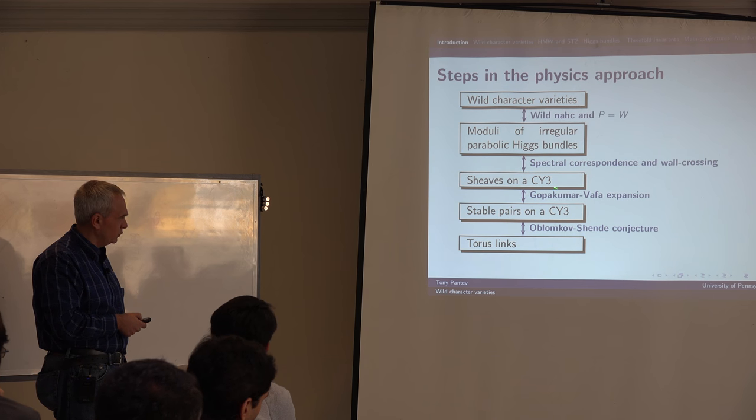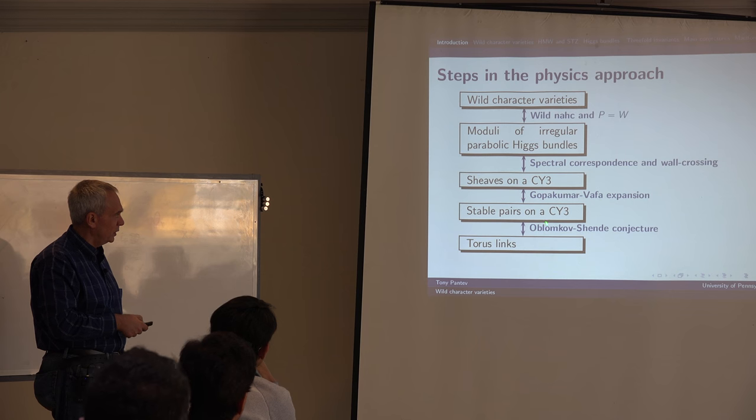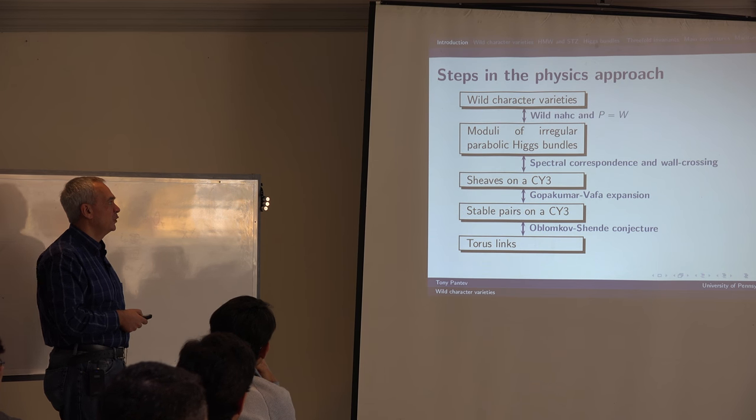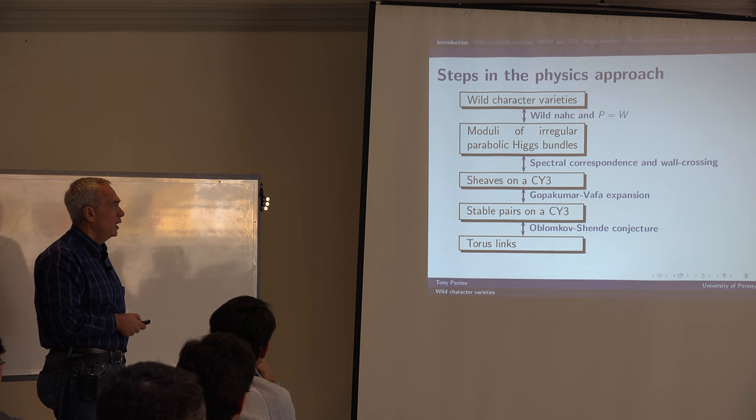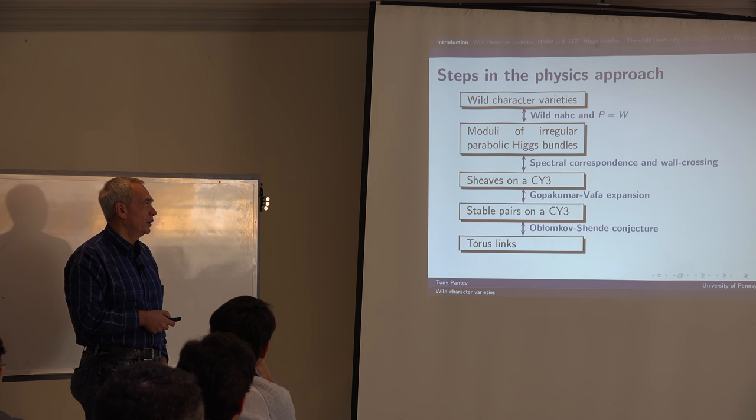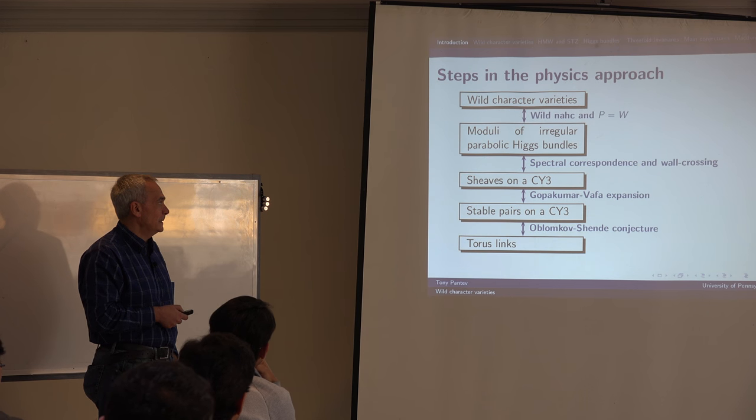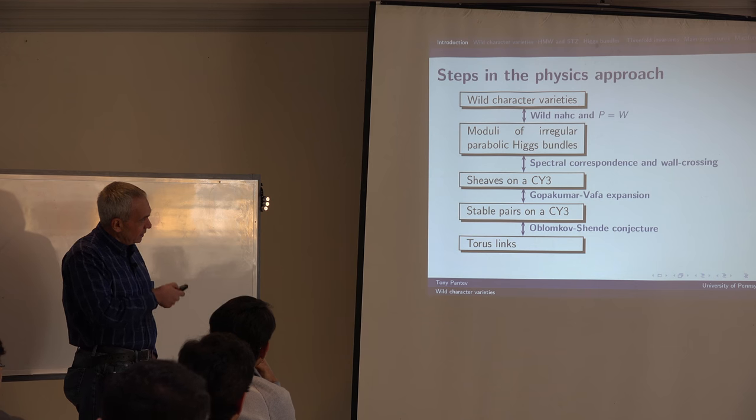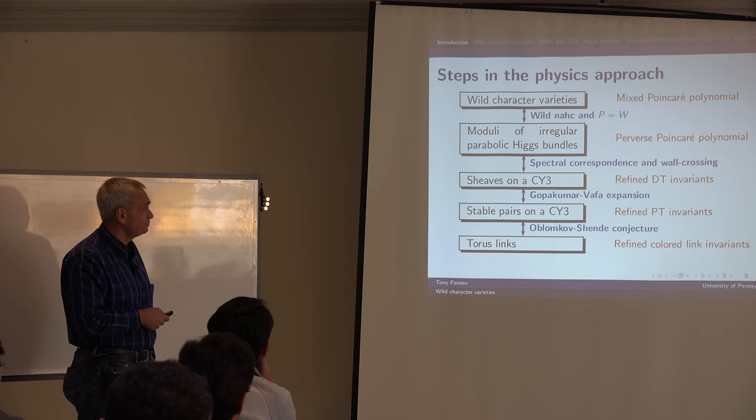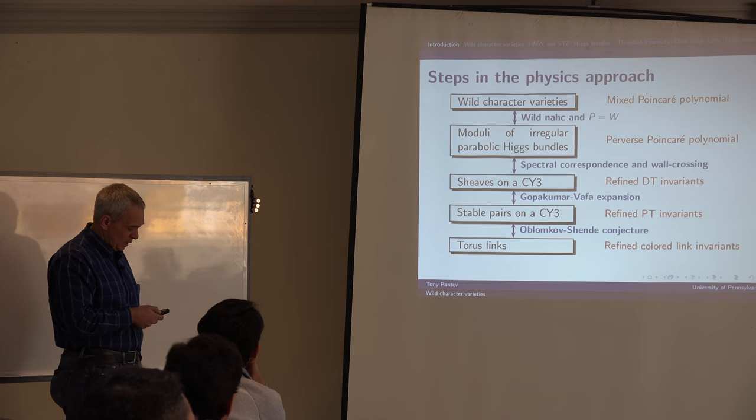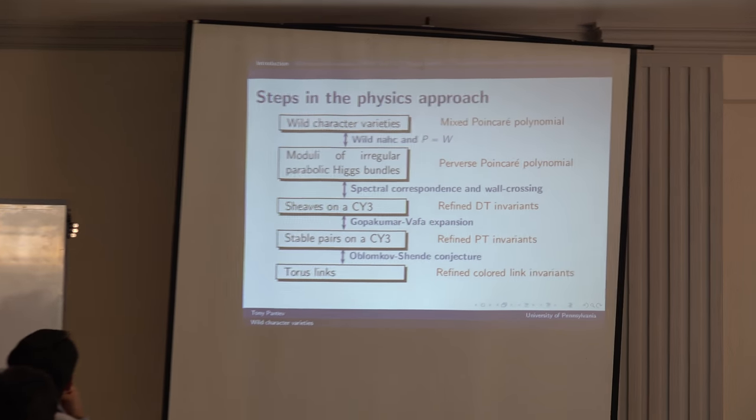And then to get to the knot invariants, you need some duality with Chern-Simons theory, which in mathematics is captured by a version of the Oblomkov-Shende conjecture. So these are the mathematical ingredients, and they all have physics names, which I'm going to write in a moment.